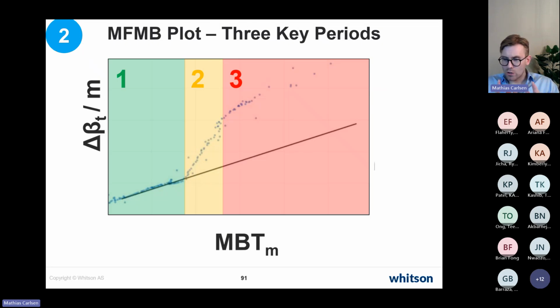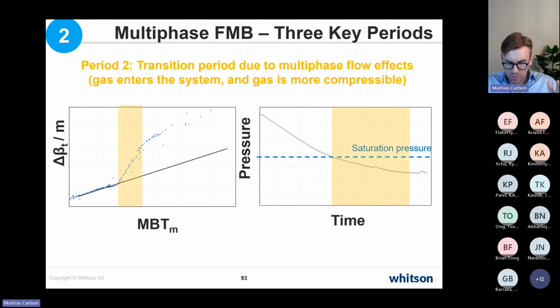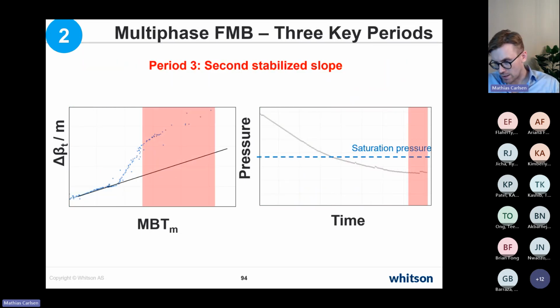And again, a reminder that we typically see 3 different periods: an initial straight line portion of the data, the transition period, and then the late time portion of the data. And again, just a reminder, this first part of the data is during the single phase flow period. Then you have a transition period, and then you have the second stabilized slope. If you're dealing with a gas condensate or a gas system, then many times you just go straight to slope 2 and then 3.